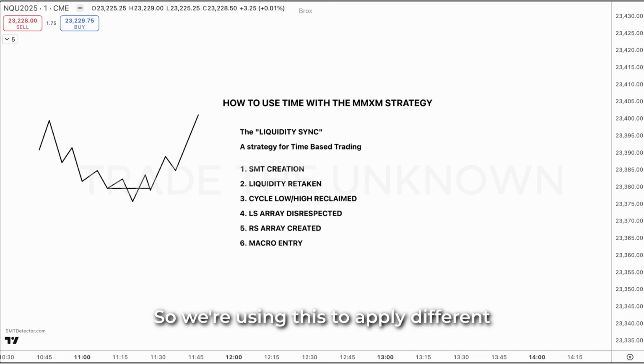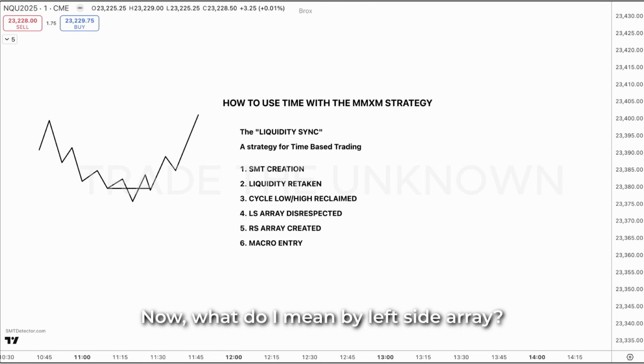So we're using this to apply different stages of confirmation. Imagine just how an algorithmic protocol would be, where you have a step 1, you have a step 2, step 3, and we need all of those steps to be followed. And this is to add on to our confirmations that are already existing. So once we have that cycle high or low reclaimed, close back above or below, we then look for a left side array to get disrespected.